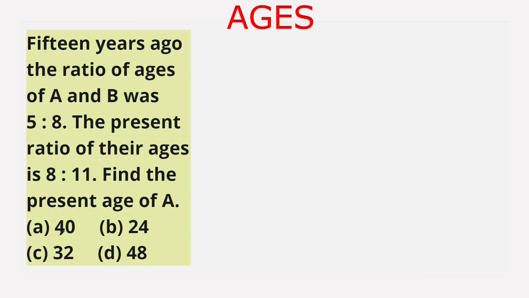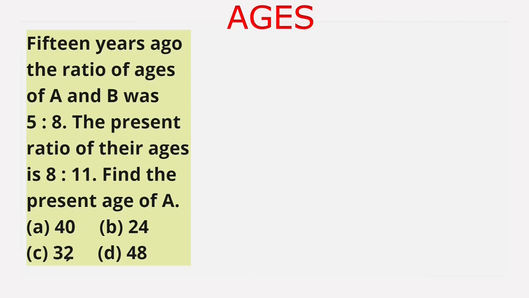So we have to subtract 15 from all the given options, and if it is divisible by 5, then that will be our answer. If we subtract 15 from 40, we get 25, which is divisible by 5. Hence A might be our answer. If we subtract 15 from 24, we get 9, that is not divisible by 5, so B cannot be our answer.